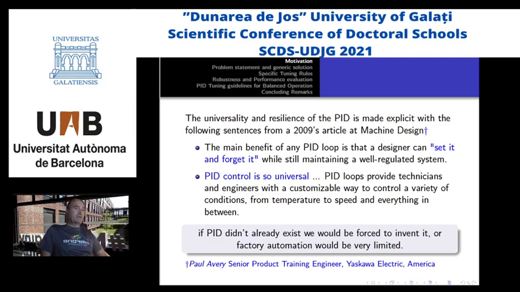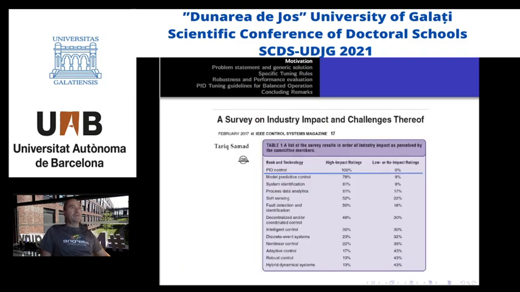Okay, so the reason is that if today PID didn't exist, we would probably be forced to invent it, because even with the modern applications of technology that you can find, factory automation would be very limited without a controller like the PID. Okay, so it's really the piece of the solution.